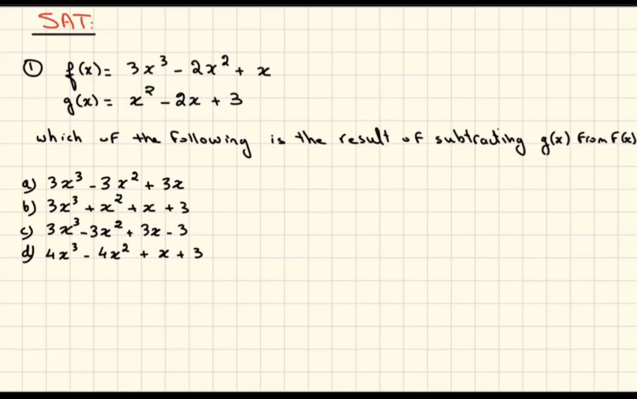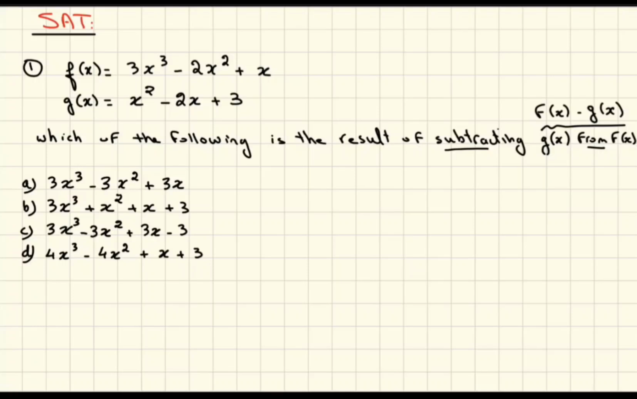In this video, we're gonna do some questions that are similar to the SAT exam. So you're given two functions, f of x and g of x, and the question is, which of the following is the result of subtracting g of x from f of x? Now, many students make a mistake whenever they see this and they do g minus f, which is wrong. So whenever you see subtracting from, you should start with f and you subtract g. So basically g is subtracted from f.